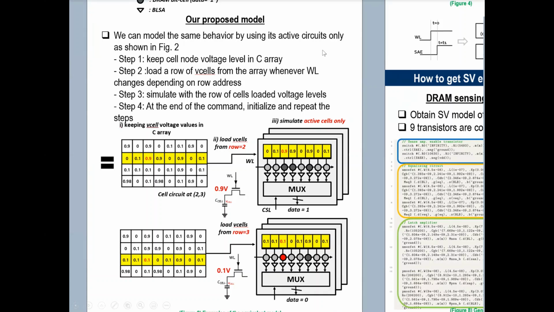Figure 2 shows the proposed model. It operates as the steps described here. First, the external C array is initialized as a real value. And then we load a row of values from the C array into the real circuit node whenever the word line changes, depending on the external commands from the controller. Then we simulate the rest of the circuit parts. At the end of the command activation, we initialize the circuit and repeat the previous steps.